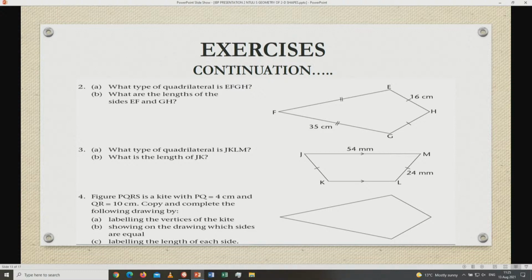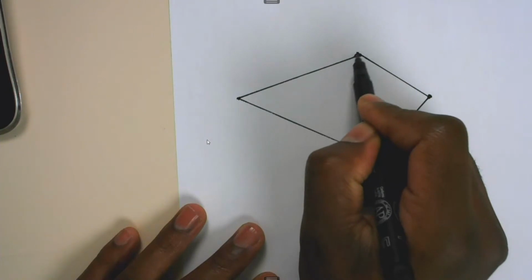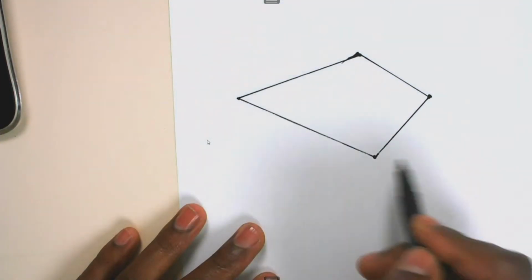PQRS, these are 4 sides. So we'll use the vertices here, 1, 2, 3, 4. They say PQ is 4 centimeters. So we need to find where to put P, where to put Q, where to put R, where to put S. So here, I'm just making this nice.